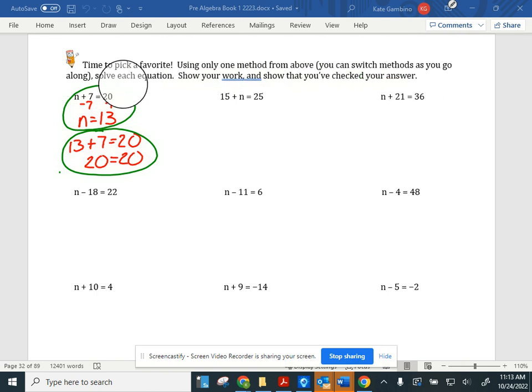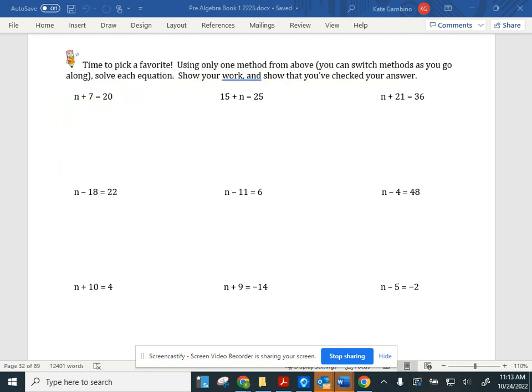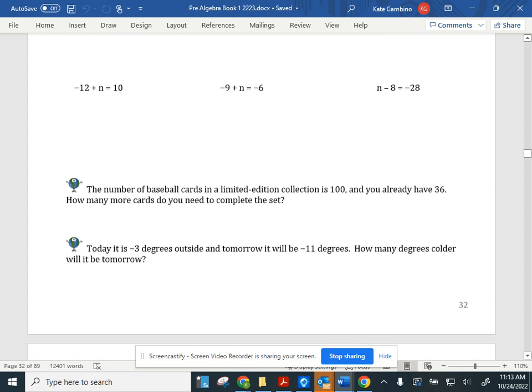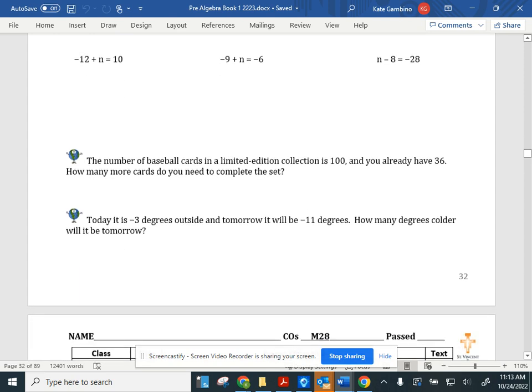Then let's see what's at the bottom of this page. We have 2 word problems. The number of baseball cards in a limited edition collection is 100. You already have 36. How many more cards do you need to complete the set? You're going to write out the equation using n. So if we know that there is a total of 100, I could say I have 36 plus how many do I need to make 100?